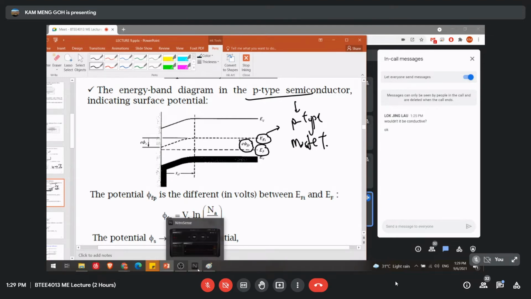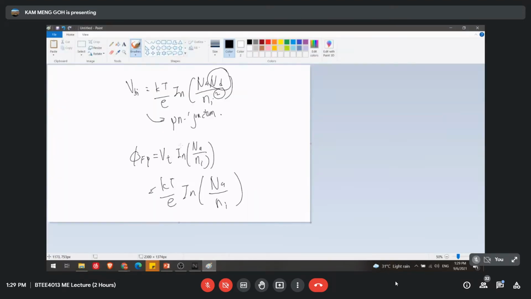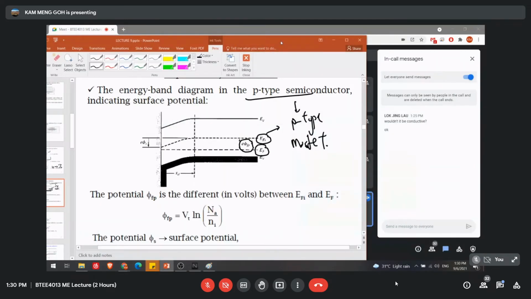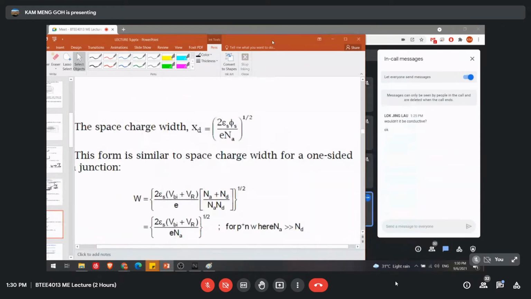All we need to do is to know the Na, know the Ni, then we can find the potential difference between the EFI and the EF in the MOSFET semiconductor. But I don't want to waste a lot of time dealing with this because I think many of us are already quite familiar with all these things. Okay, so let's go to the next part.